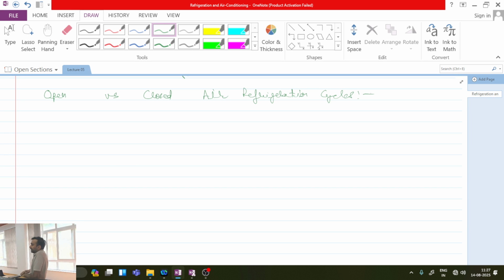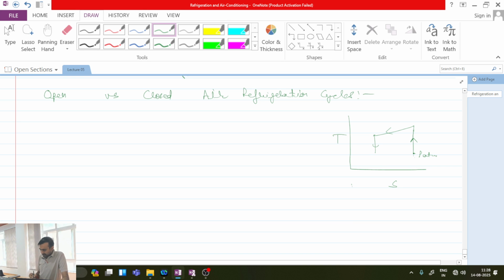On the other hand, if you operate with closed cycles, in case of closed cycle, like in open cycle, I told you that if this is the TS diagram, this compressor inlet always has to be atmospheric.